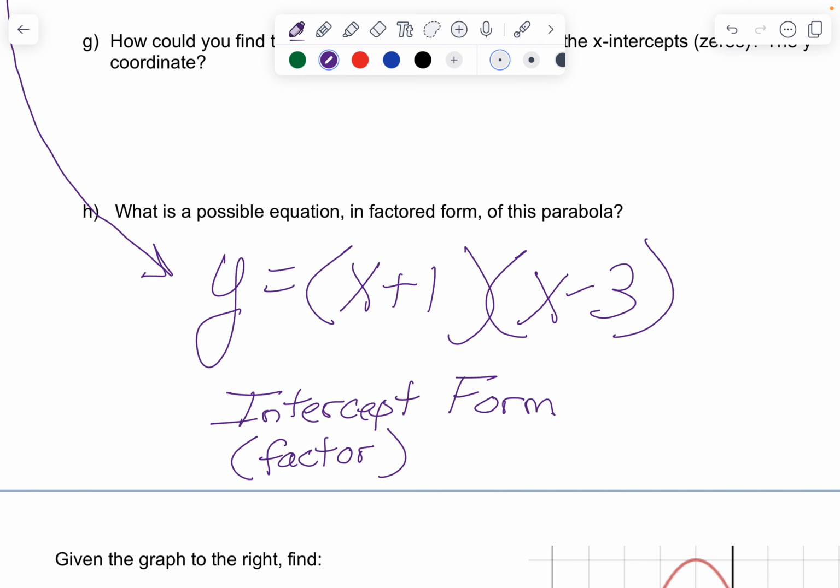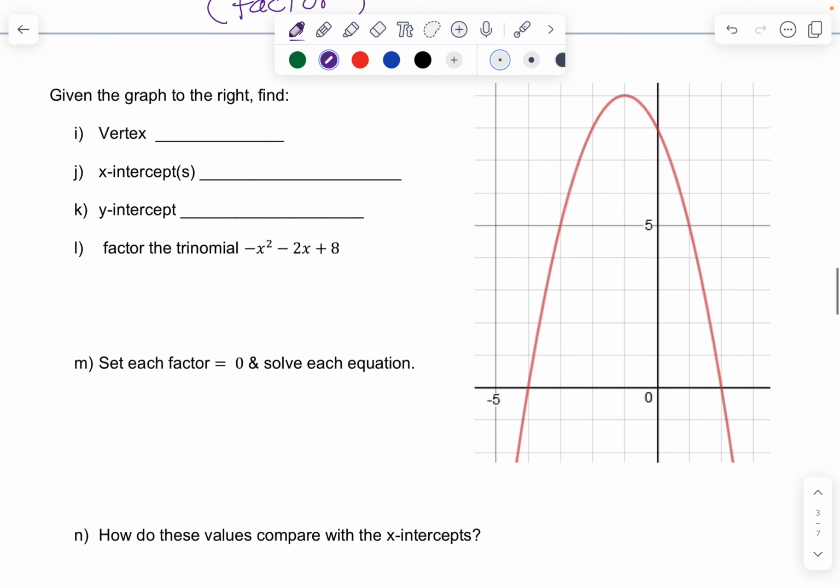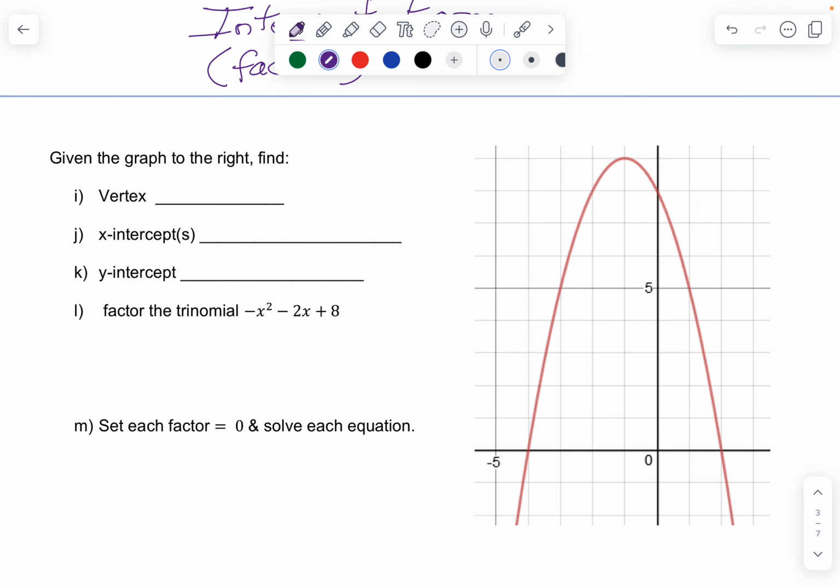Let's take a look at another problem. Same thing, we're given a graph. We have to pull out some of the details from it. So if we find the vertex, it is the turning point, and we could see it right there. And if we count those values, we're at (-1, 9).